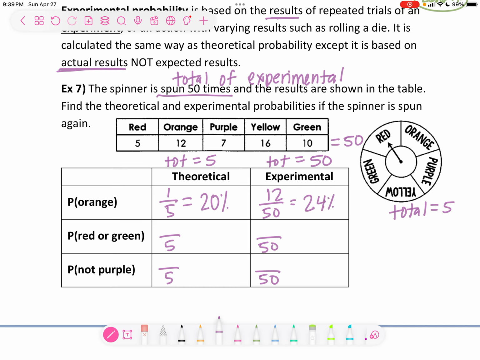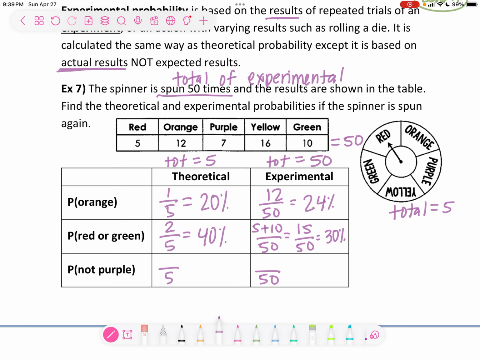Let's look at red or green. For theoretical, you have 1 red and 1 green, so that's 2 out of 5, which is equal to 0.4 or 40%. Whereas for red or green for experimental, we have 5 red and 10 green. Add those together, 5 red plus 10 green, and you get 15 out of 50. That's going to be exactly 30% when you divide it. 0.3, 30%.